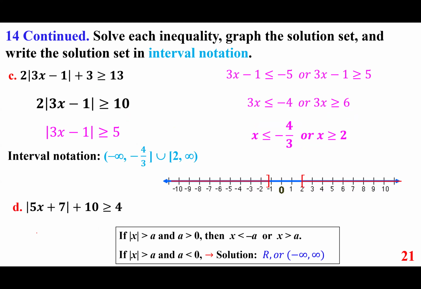All right, the absolute value of 5x plus 7 plus 10 larger than or equal to 4. We go with the methodology of isolation first, subtract. So the absolute value of 5x plus 7 greater than or equal to some negative number. It's negative 6, but any negative number indicates the answer must be all real numbers. Just think about it. Is the absolute value larger than negative 6? Yes, it's larger than any negative number.